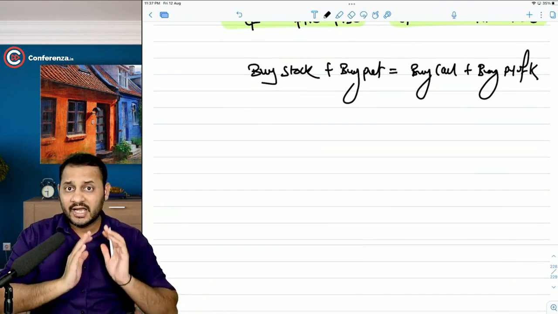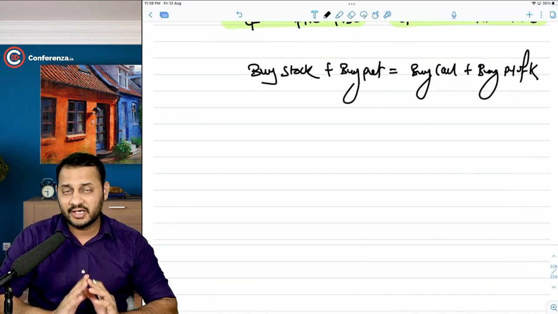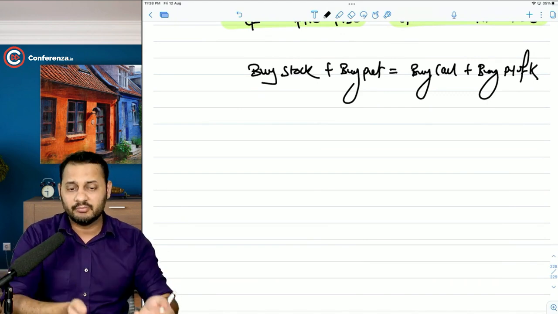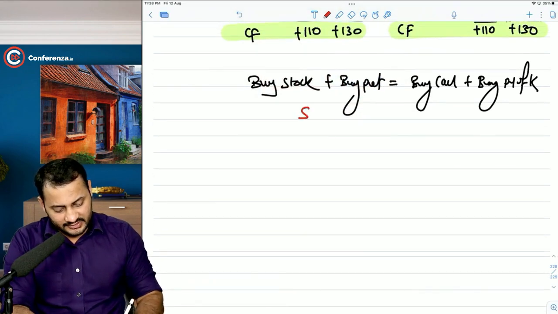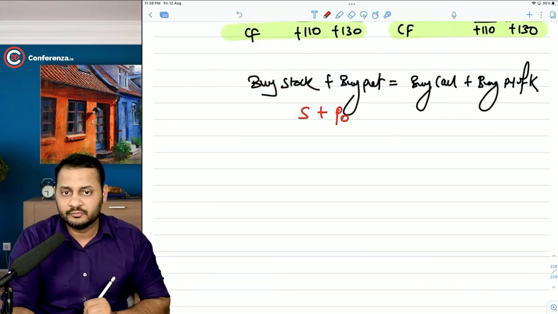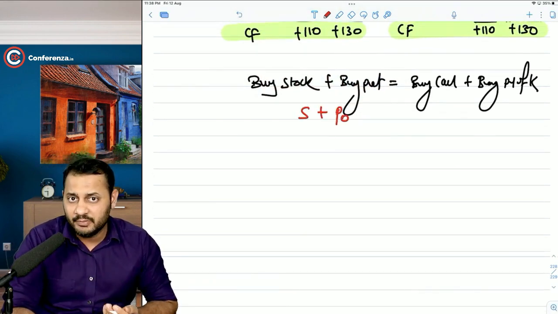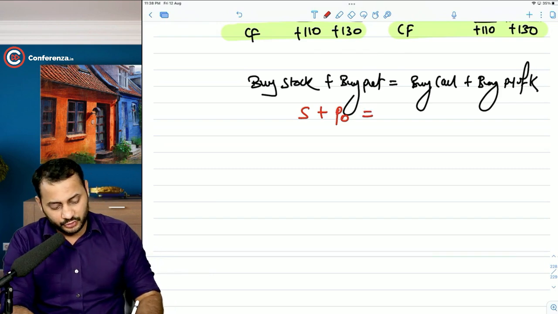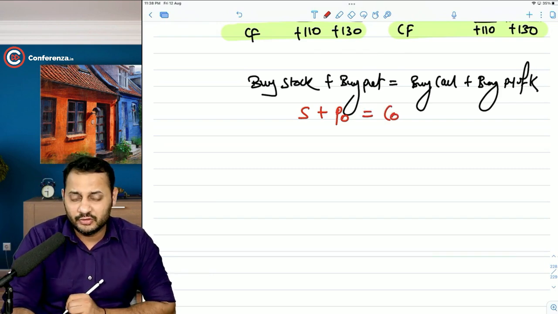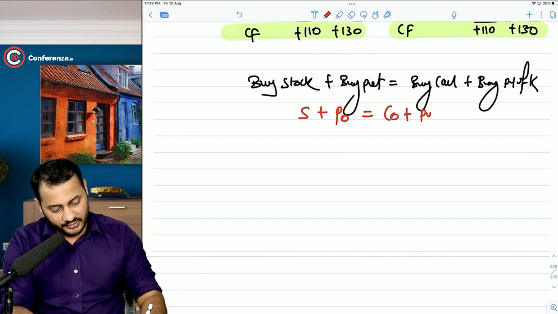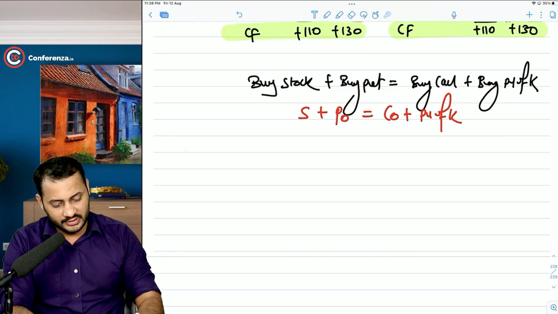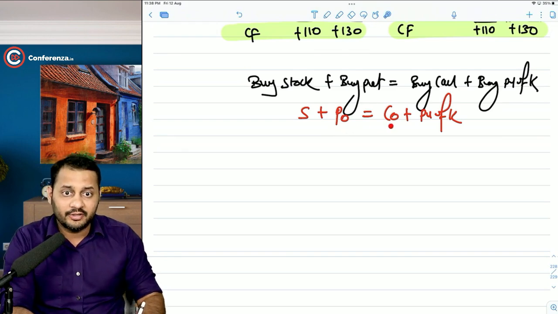All of them are cash outflows. Understand, buy investment means putting money. So in variables, this is nothing but S plus P0. The value of the put option, that is the premium P0, should be equal to C0, the value of the call option, plus the present value of K. This is called put-call parity.